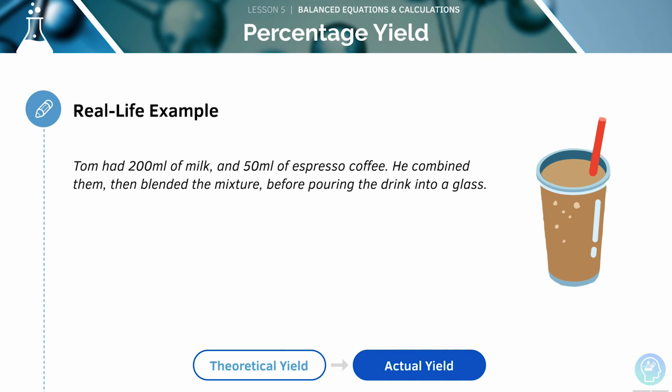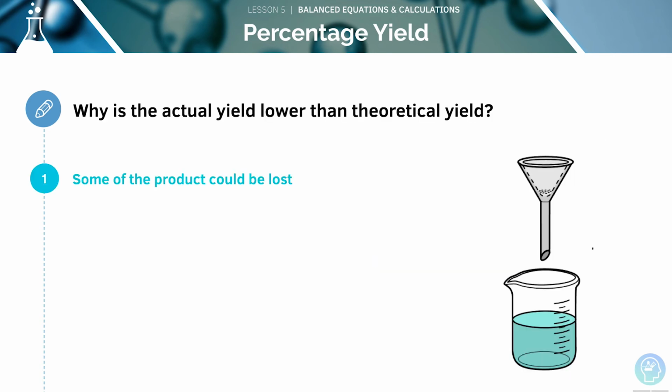Here is an everyday example. Tom has 200 millilitres of milk and 50 millilitres of espresso coffee. He combines them and blends the mixture before he pours the drink into a glass. His theoretical yield should be 250 ml, since this is what he started with. However, his actual yield is only 225 millilitres. This is 25 millilitres less than expected. There are a couple of reasons for this. He may have spilt some liquid on the counter, or some may have remained in the blender.